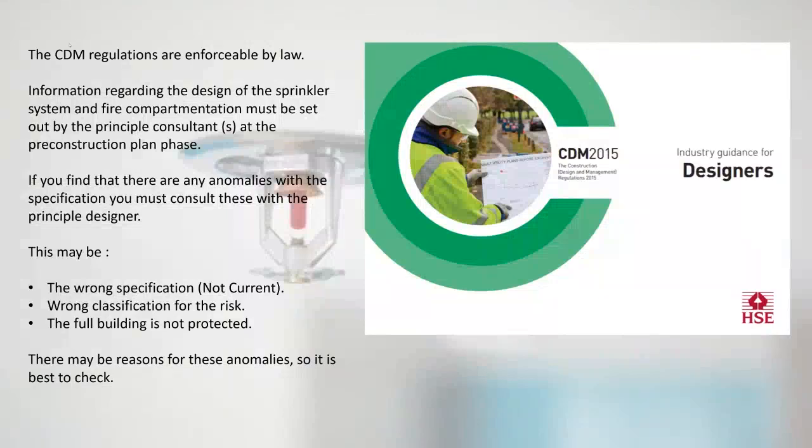So the thing is, when a sprinkler engineer gets the consultant specification in, they may find some anomalies. And when he does that, he should get back to the principal consultant and tell him that there are issues. Some of these issues may be the wrong specification, i.e. it's not current, or the wrong classification for the risk. For instance, a lot of consultants are classing schools as Ordinary Hazard Group 1. In some cases, they're Ordinary Hazard Group 3, potentially Ordinary Hazard Group 4. And the full building is not protected, as it should be. But then again, there may be anomalies and there are reasons for them, so it's best to check.